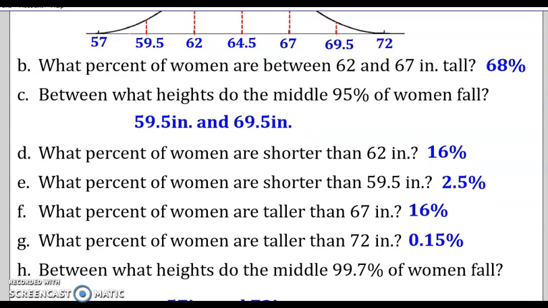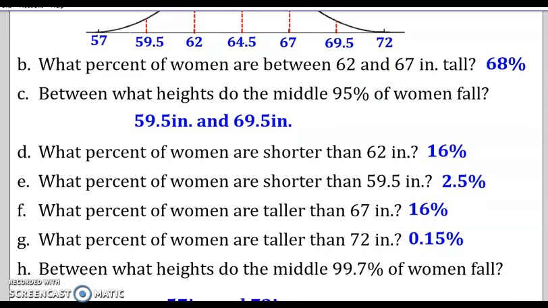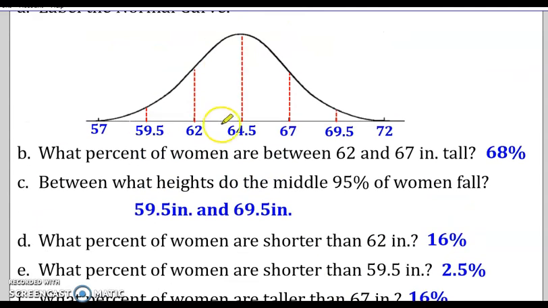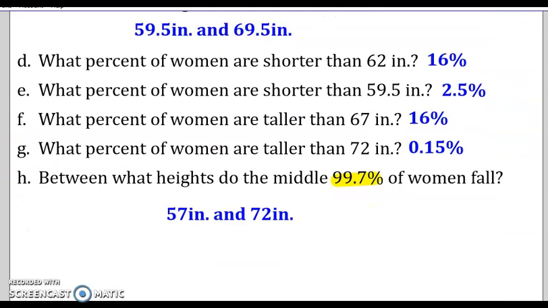And part H is saying between what heights do the middle 99.7% fall. Well, 99.7%, that's 3 standard deviations from the mean. So if I go out 3, 1, 2, 3, that's here. If I go backwards, 1, 2, 3, that's here. So between 57 and 72 inches would be my final result.